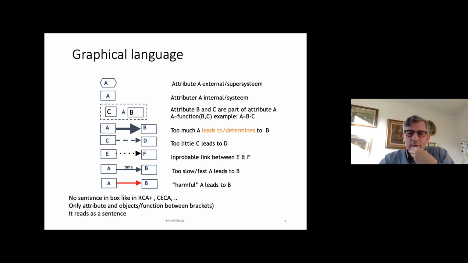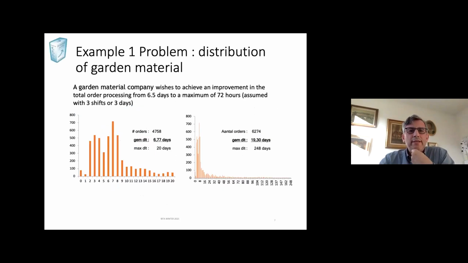So let me give you some examples of a case. The first case I'm going to tell you about was a company that distributes garden materials, like shovels or anything for the garden that you can imagine. In fact, this company got the orders from their clients, and then they were grouping them to a specific zone, and their normal lead time was about 6.5 days, which was a lot. And the CEO wanted a solution to decrease this to a maximum of 72 hours, or 3 days.